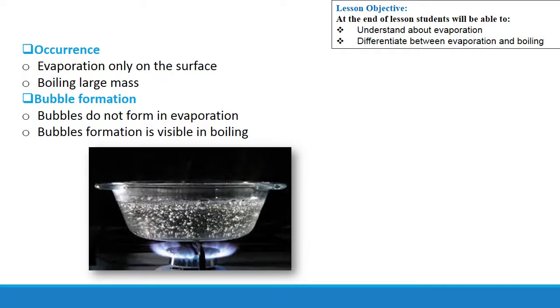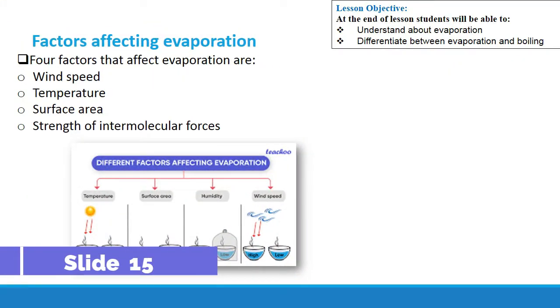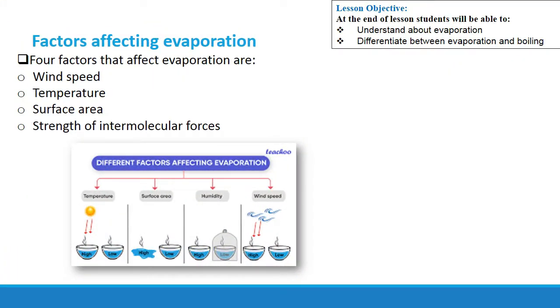Now moving on to slide number 15, that is factors affecting evaporation. There are a total of 4 factors that affect the process of evaporation. The first one is wind speed, the second is temperature, the third is surface area, and the last is strength of intermolecular forces.